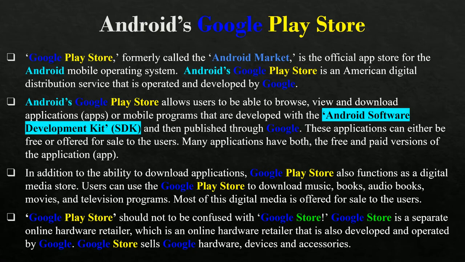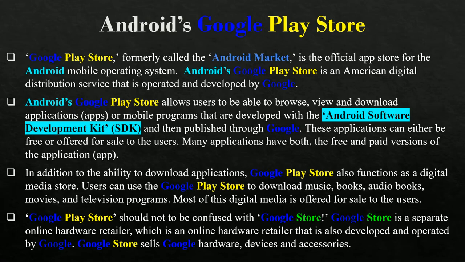The Google Play Store today is the official app store for the Android mobile operating system, and it's an American digital distribution service that's operated and developed by Google. Basically, the Google Play Store allows users to browse, view, and download applications or mobile programs, such as games, made with the Android Software Development Kit, or SDK, and then published through Google. These applications can either be free or you have to pay for them, just like with the Apple Store.